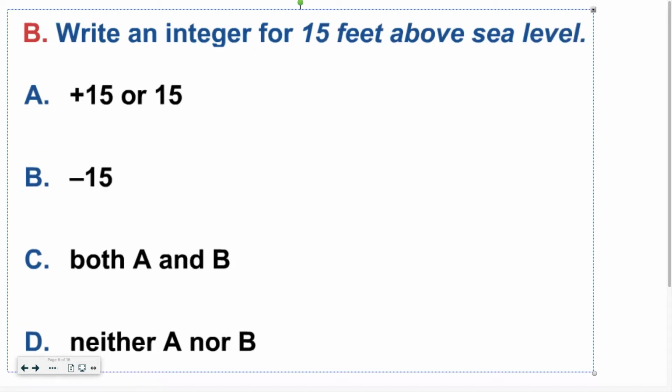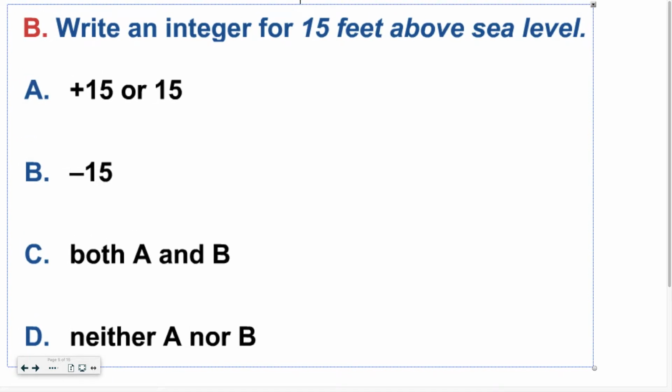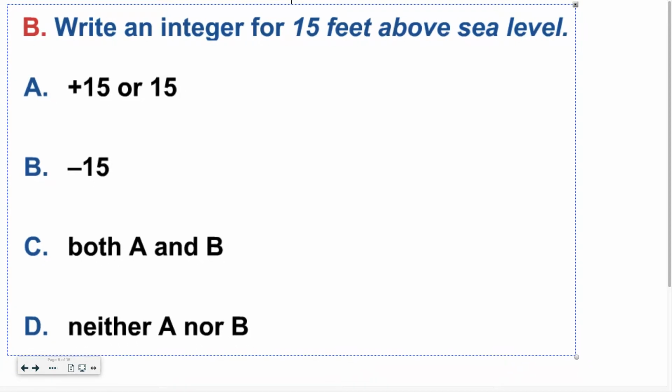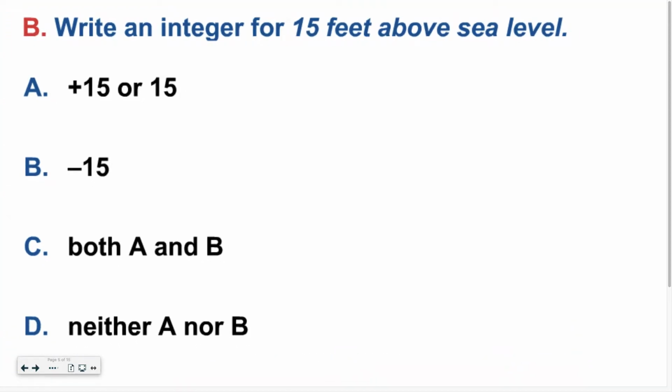Why don't you try one more? Write an integer for 15 feet above sea level. Above implies that it's going to be positive. So letter A, positive 15, or you can just write it 15. We don't typically write a plus sign in front of positive numbers. That's pretty rare. We usually just go with a regular 15 because most numbers that we talk about, we usually mean the positive version, okay?